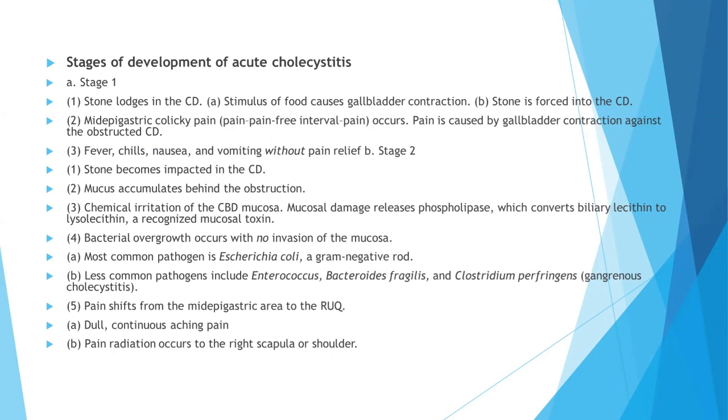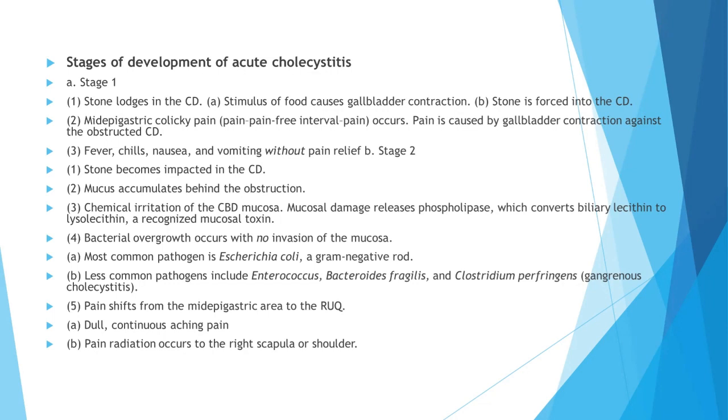And then comes stage 2. So in stage 1, the stone is just lodging in the cystic duct. Now, whenever the stone gets impacted in the cystic duct, then mucus accumulates behind the obstruction. The chemical irritation or mucosal damage releases phospholipase, which converts the biliary lecithin to lysolecithin, a recognized mucosal toxin, and then bacterial overgrowth occurs with fluid invasion of the mucosa.